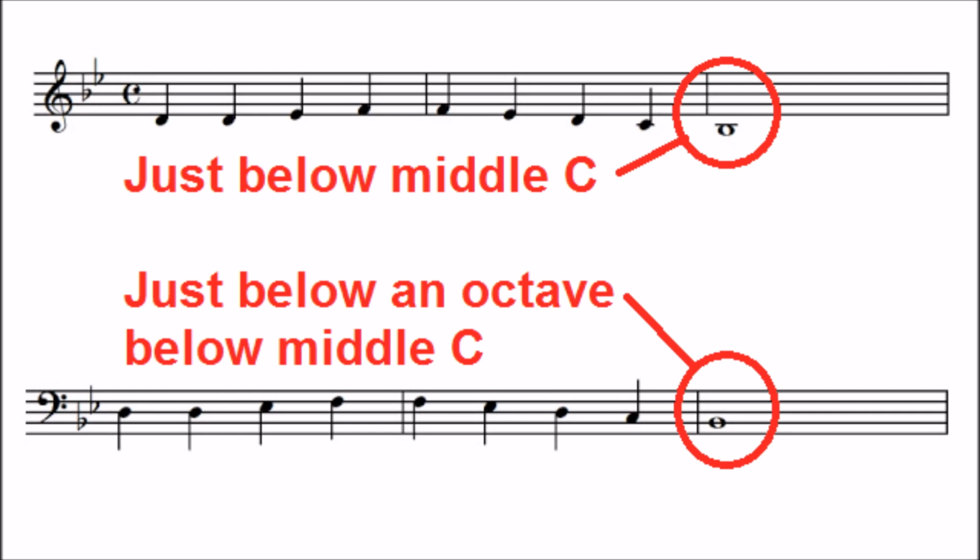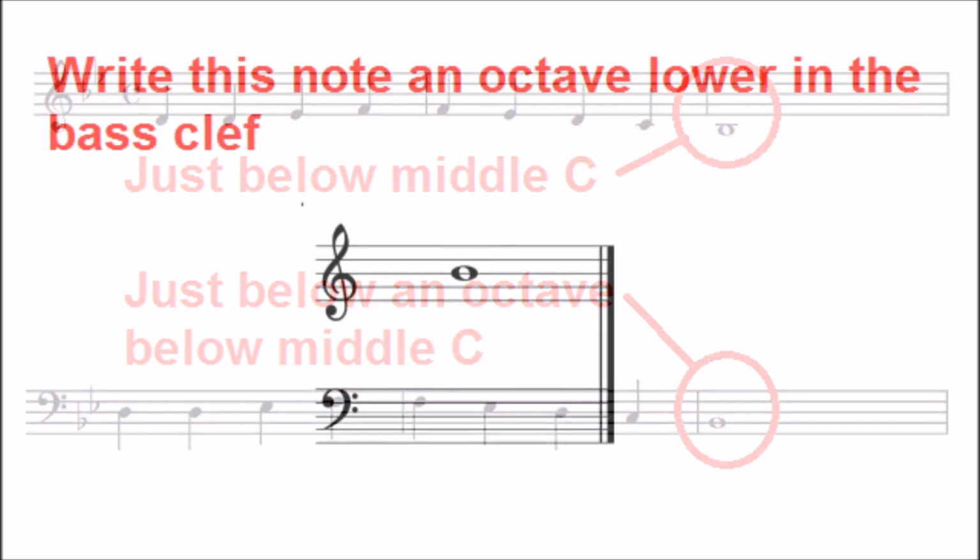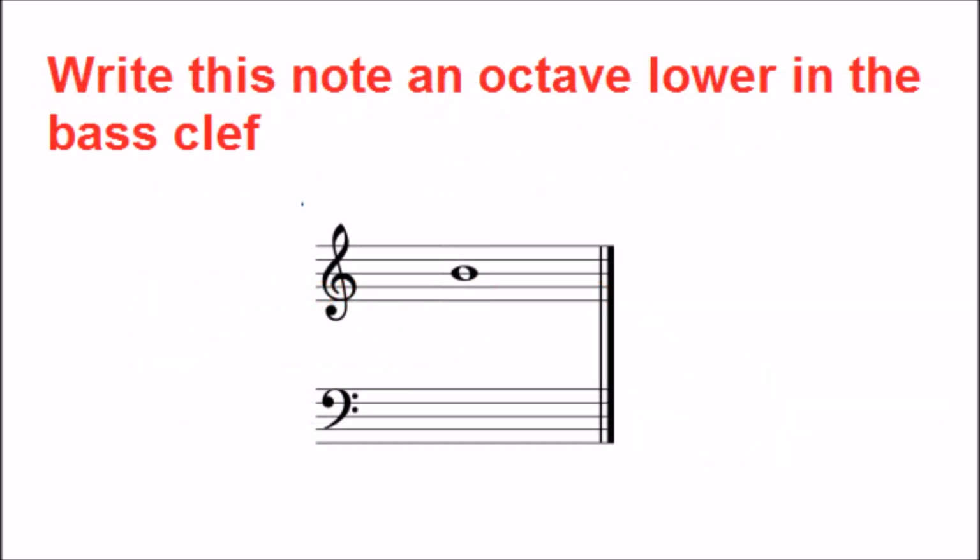Now let's see how much you have understood. On what line or space would you write this note to be an octave lower in the bass clef? This note is almost an octave above middle C, so the one an octave lower will be the one just below middle C, which is on top of the stave like this.